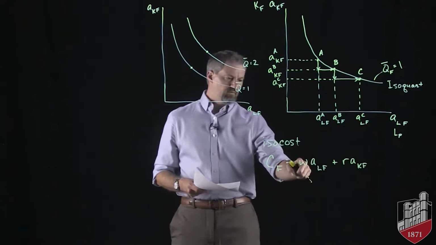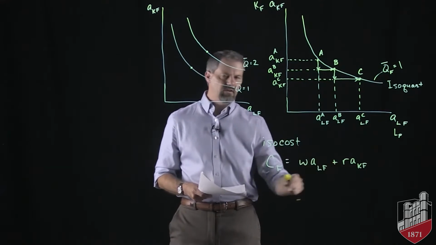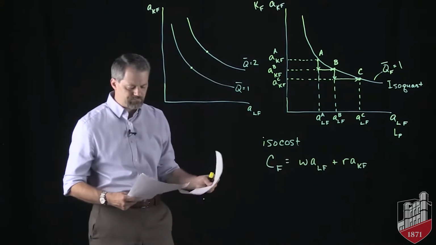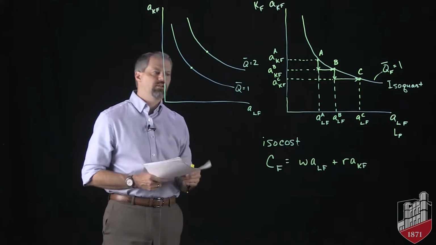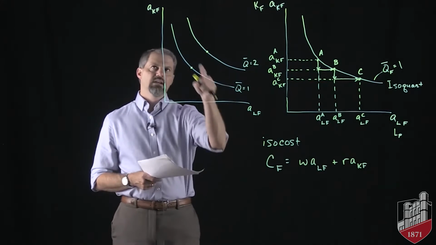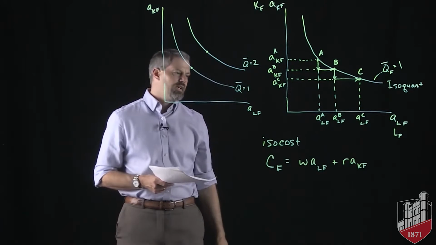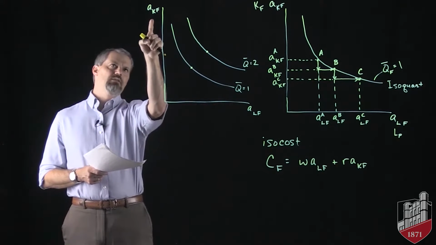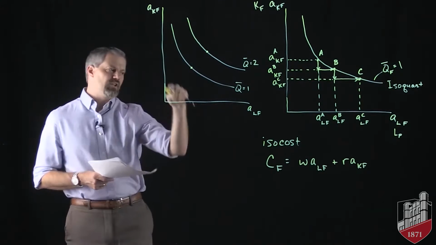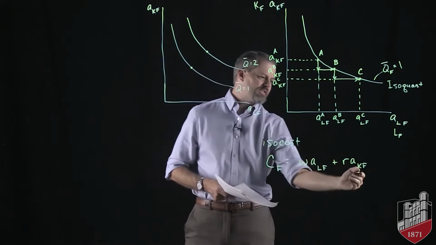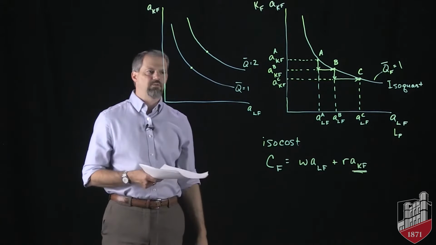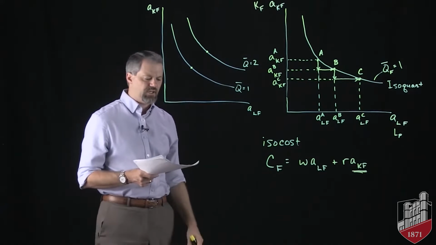And again, W is the wage rate, R is the rental rate. This is the price of labor, that's the price of capital. What we want to do is graph this in this space. Okay, so what we've got up here is we've got the amount of capital solved for. It's on our vertical axis, so we need to solve for this term right there to put this into slope-intercept form, and then we can graph it in this space.